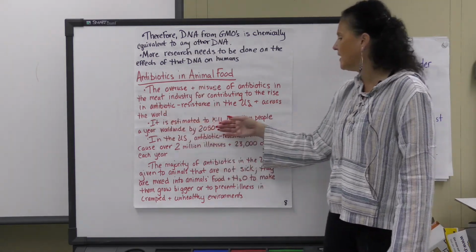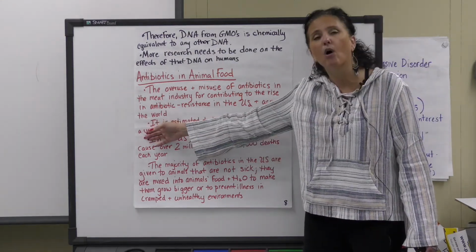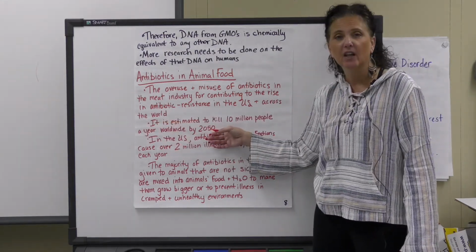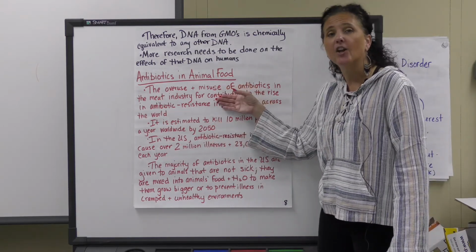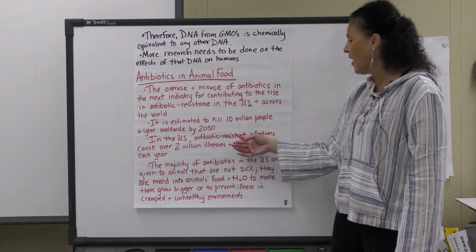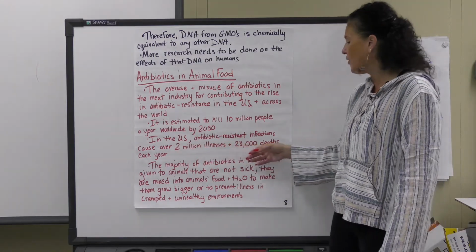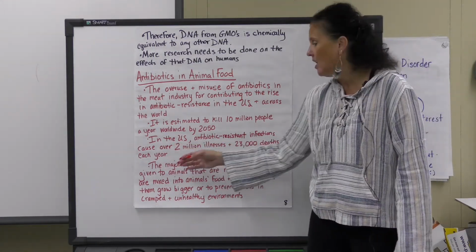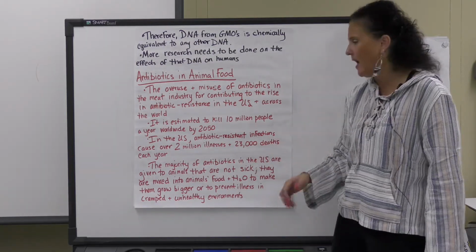It is estimated that this is going to kill about 10 million people a year worldwide by 2050. Not from eating this meat, but from the antibiotic resistance that occurs as a result of it. So in the U.S., antibiotic-resistant infections cause over 2 million illnesses and 23,000 deaths each year. These are the antibiotic-resistant infections that you get. Let's look at how that happens.